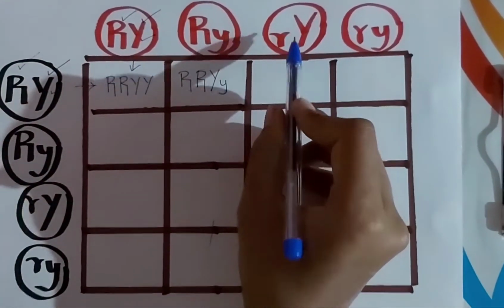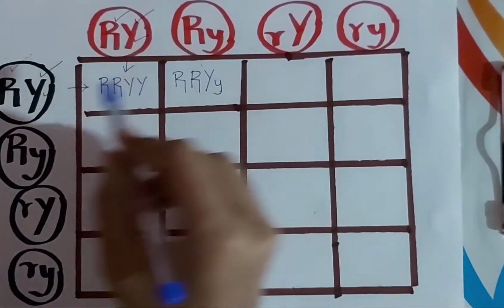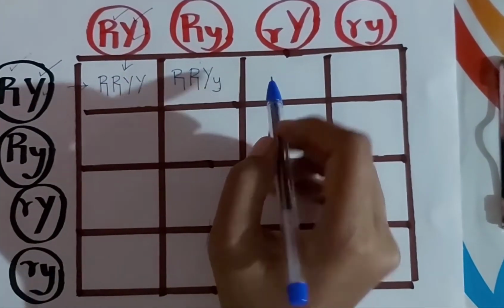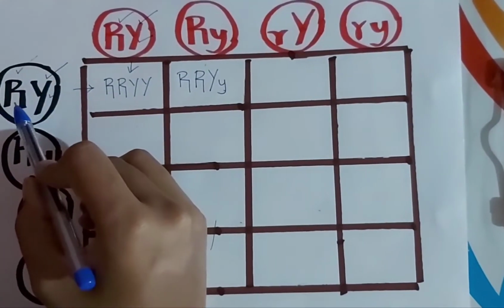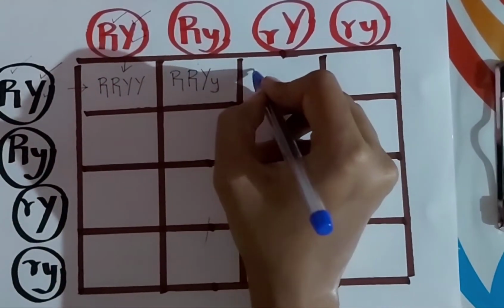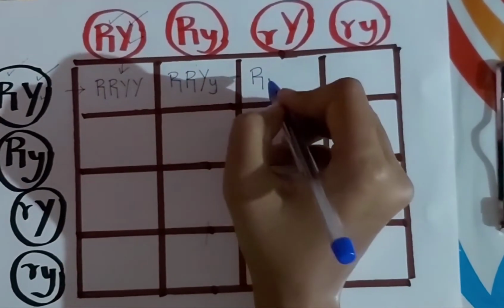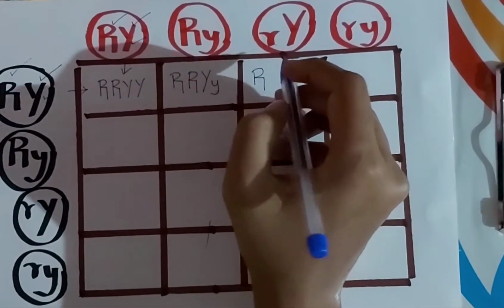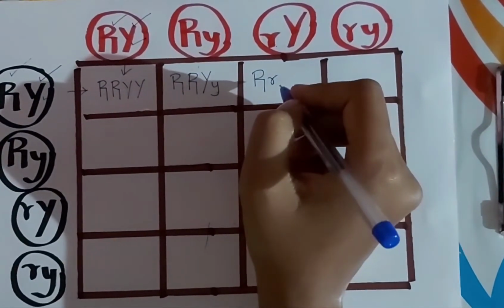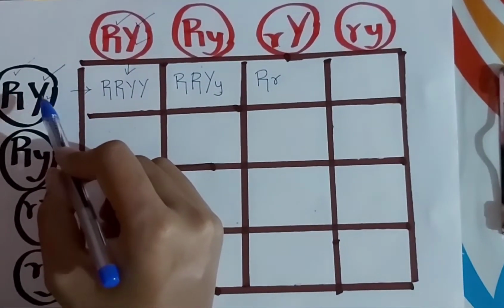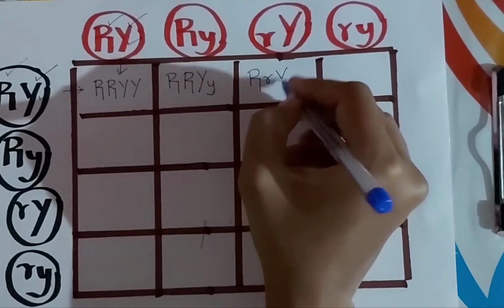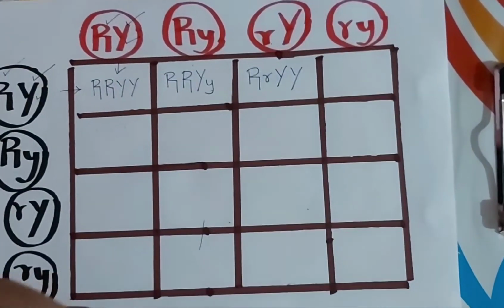Next, you see this row and this column. What is there? Small r is there, and here it is capital R. So which should you write? First you should write capital R and then small r. Capital Y is there and here also it is capital Y. So you should write capital Y and capital Y.